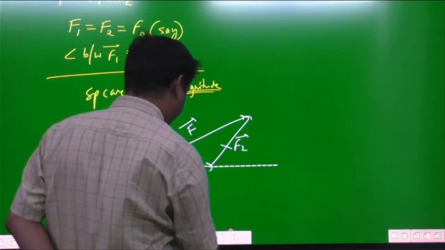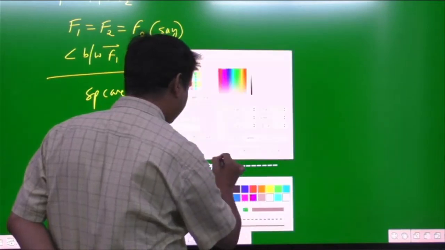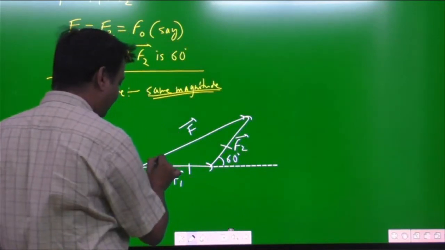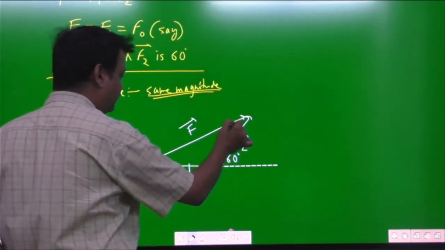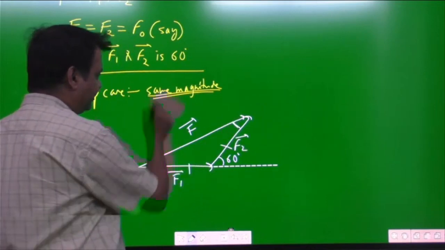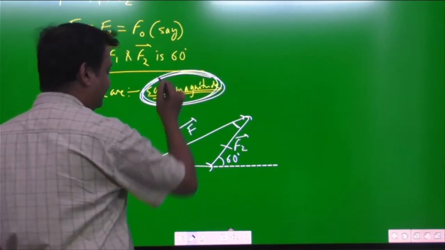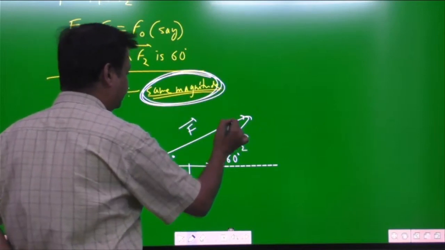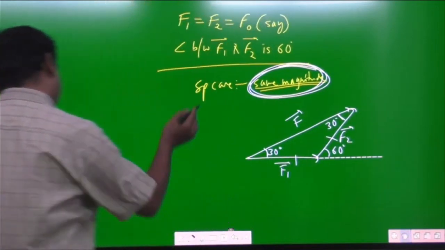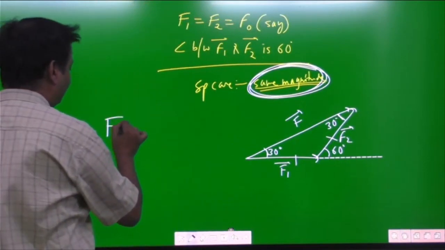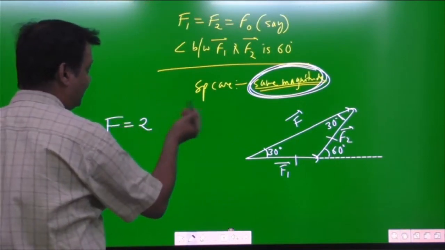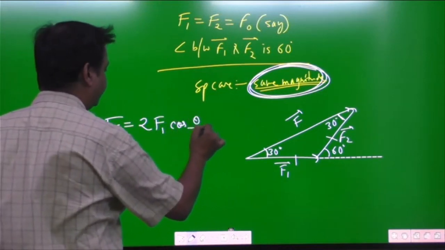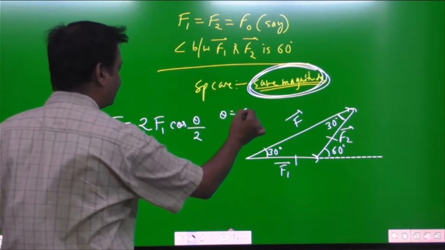it will be an isosceles triangle, and this angle is how much? 60 degrees. So first of all, you can write what is the angle between F and F1 or F and F2. Simple geometry. It's a special case of same magnitude. So this will be half of the vector angle, 30 degrees, correct? And now I can apply the special case formula. Same magnitude, resultant is 2 multiplied by the common magnitude, which you can write F1 or F2, cos theta by 2. What is theta in this case? The vector angle, 60 degrees.